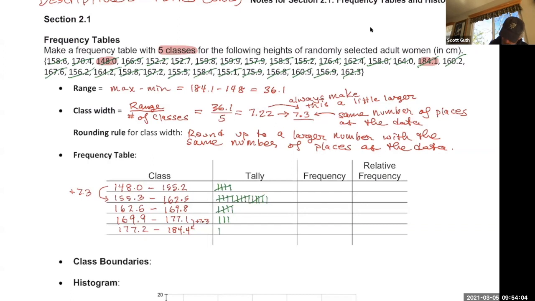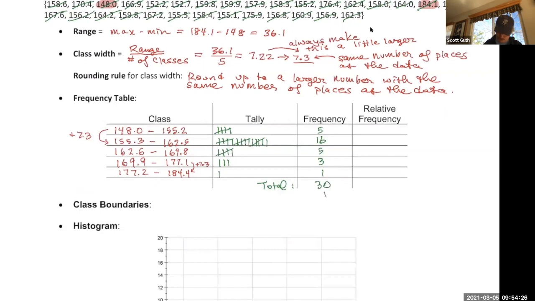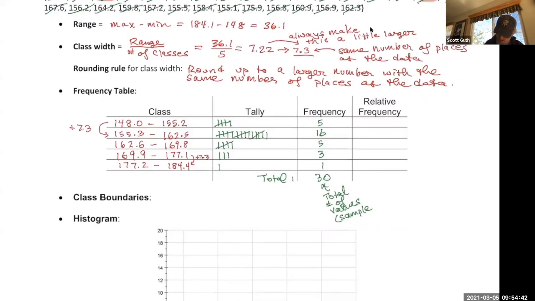Okay, so 5, 16, 5, 3, and 1. We can go ahead and do a total for that. So 21, 26, and 4 is 30. Okay, so there were 30 values. That's the total number of values. It's called the sample size, meaning that we have 30 values in our sample.